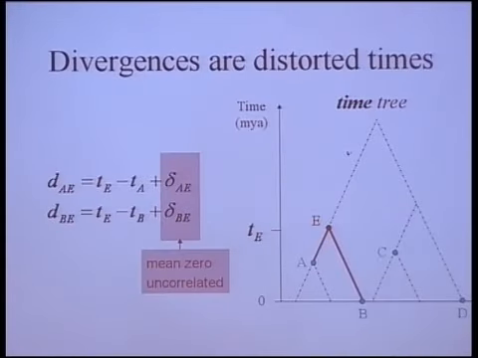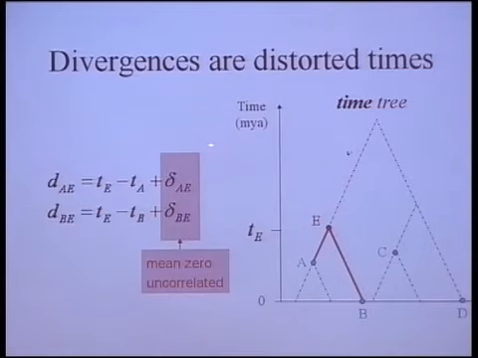And these are some errors on this relationship, which is to do with the distortion, the way that divergences are not exactly the same thing as time intervals. And again, we'll assume that these have zero mean, and we'll also assume that they're uncorrelated. In other words, the stretchiness in this branch is independent of the amount that this is stretched or shrunk is independent of the amount that this branch is stretched or shrunk.